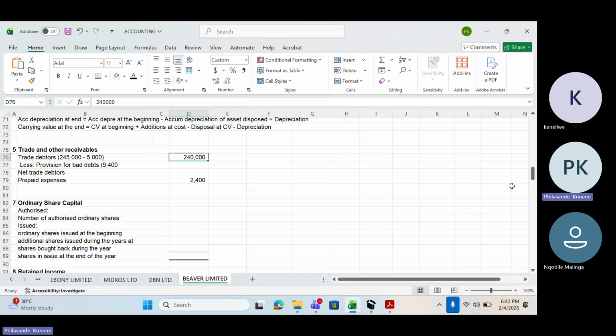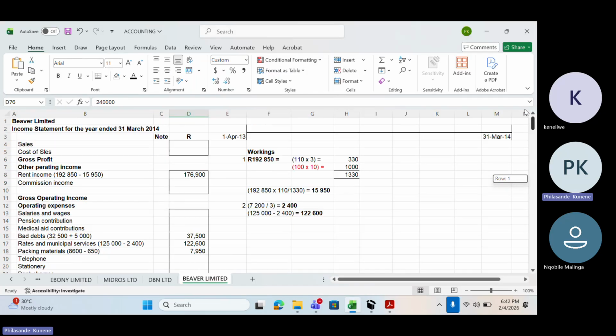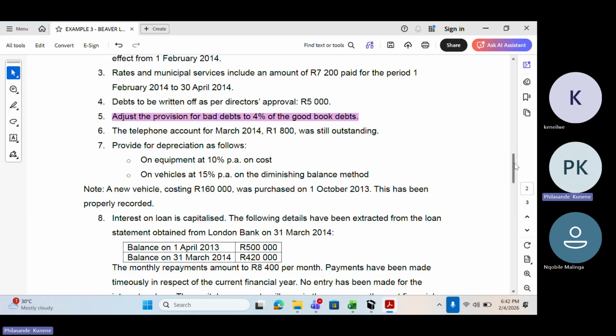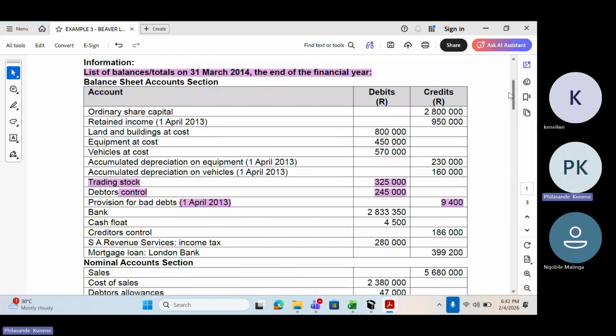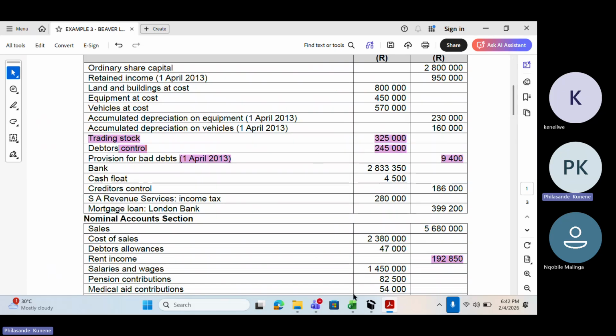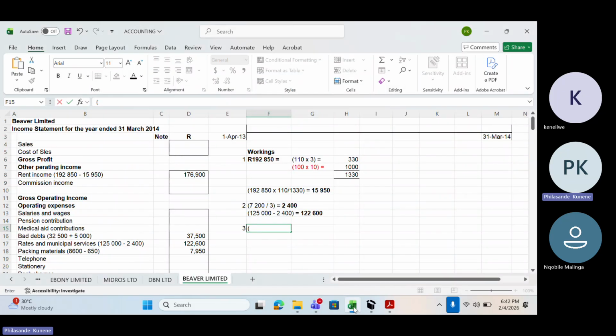So now I'll go to my workings here, and then I have my working number 3. So the debts that I have, remember, I take my debtors control, which is going to be how much? Debtors control that I have there, 245,000. So my workings will say 245,000. Then I said I'm going to subtract the additional bad debts written off, which is 5,000. I'll say minus 5,000. And then how much am I going to get there? I got 240,000 as my book debt.